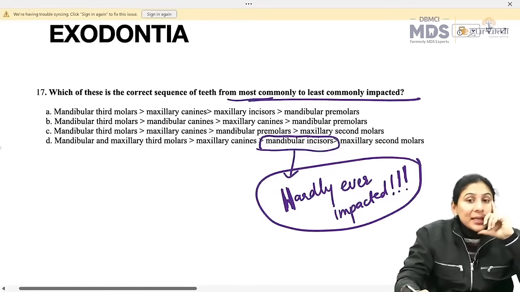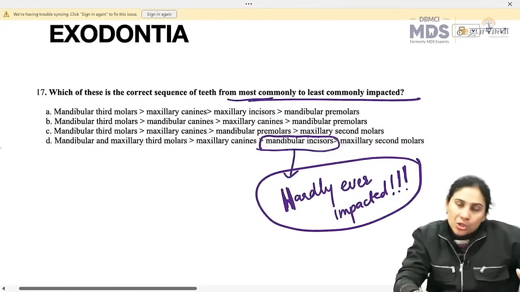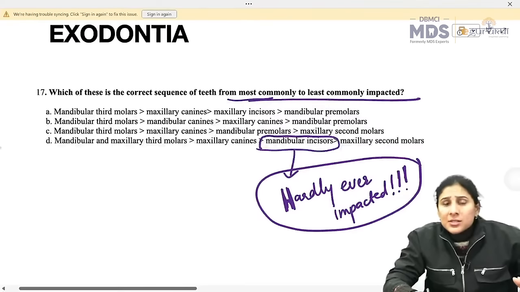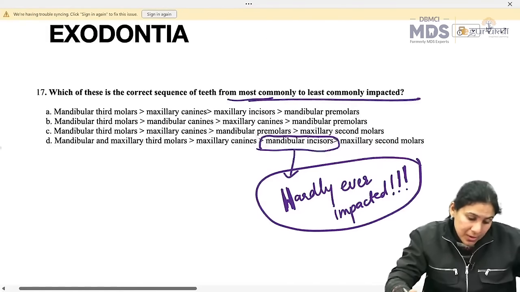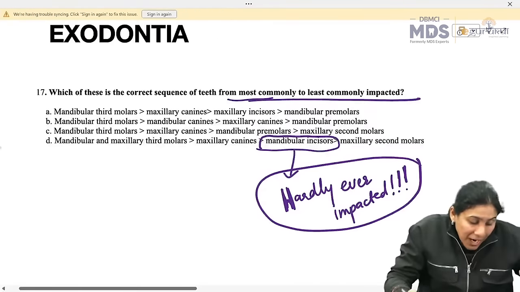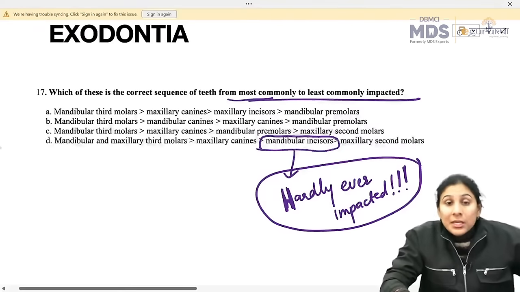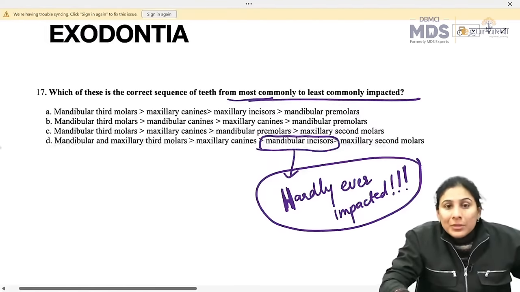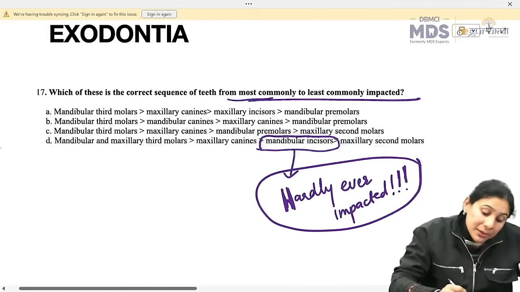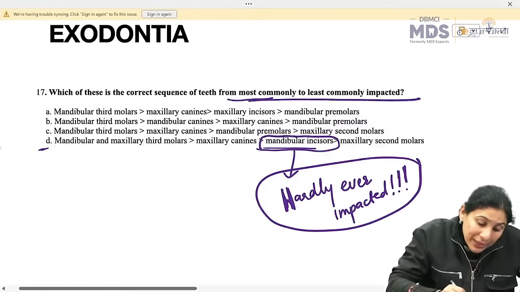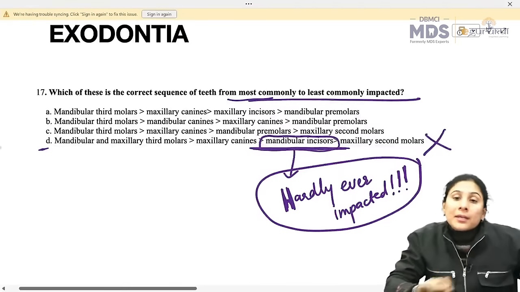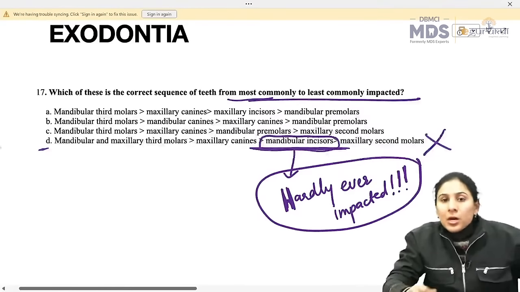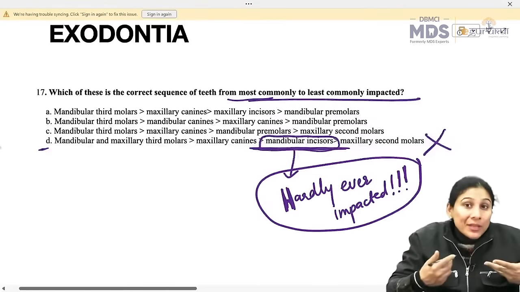So those who are answering D, please go and watch the exodontia videos of oral surgery. It's popularly known that apart from the maxillary and mandibular third molars, the maxillary canines are the most commonly impacted teeth. But in option D, mandibular incisors, this is an absolutely wrong option. They are hardly ever impacted. Hardly ever. Because they are the first teeth to be replaced. How can they be impacted?